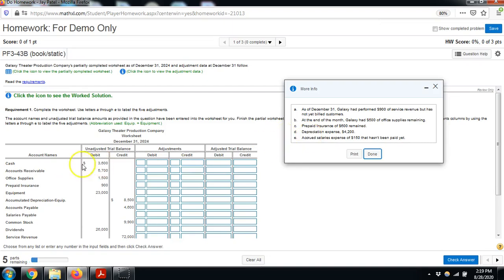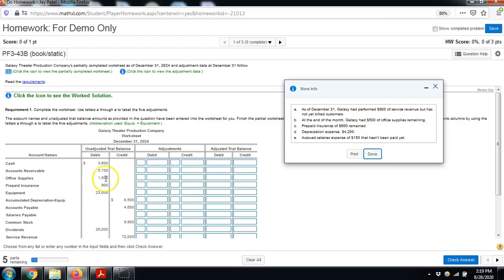It's giving us a starting point of the unadjusted trial balance here. Now we need to match up our adjusting entries with the adjustments column in our worksheet. Let's start with the first one. As of December 31st, Galaxy had performed $900 of service revenue, but has not yet billed customers. The key words are had performed $900 of service revenue. This means the company has completed the work and has earned this $900. It just has not collected the cash.